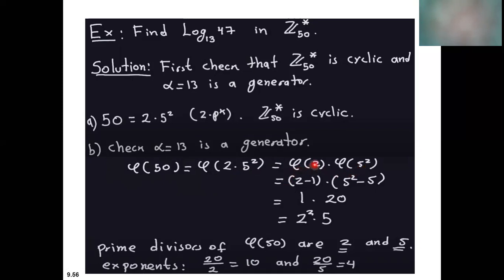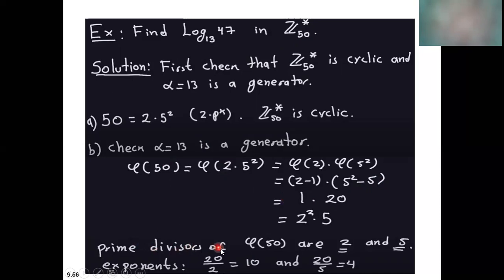Phi of 2, since 2 is prime, and phi of p equals p minus 1, in that case is 2 minus 1. Phi of p raised to power k is p raised to power k minus p raised to power k minus 1. In that case, 5 to the power 2 minus 5 to the power 1. So in that case, if you can see here, we have 20. So in Z_50 static, we have basically 20 elements.